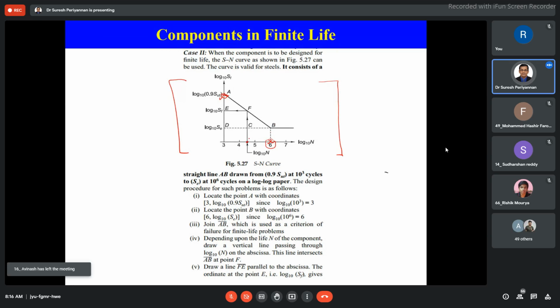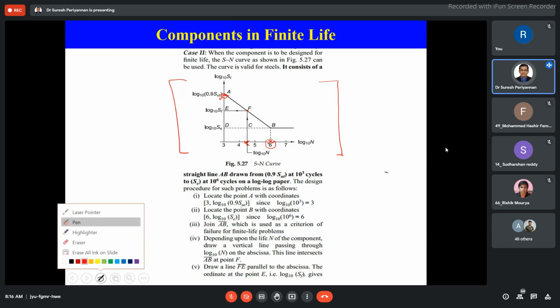I take that data and draw a line parallel to the ordinate, the y-axis. Where it intersects the line AB, at that point I can find the stress amplitude of my material, my component. We can do that through graphical representation, or through a simple mathematical concept, to find the stress amplitude corresponding to these cycles. That is our intention, because these are two similar triangles.